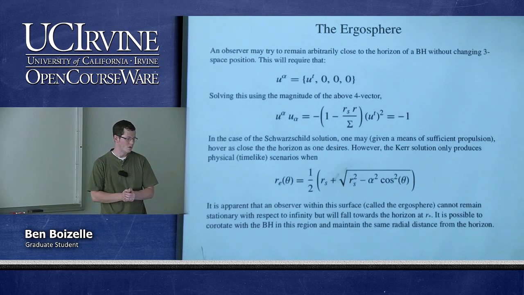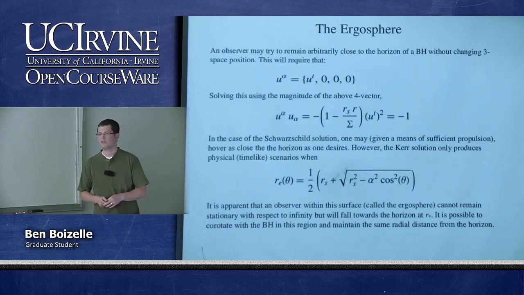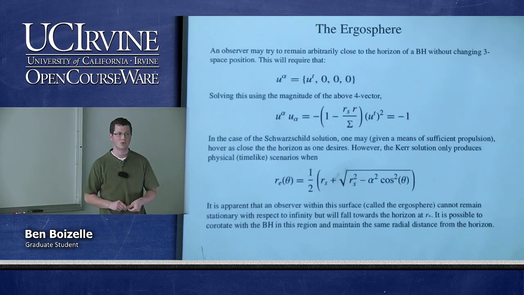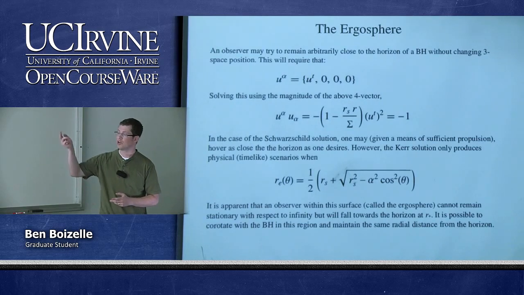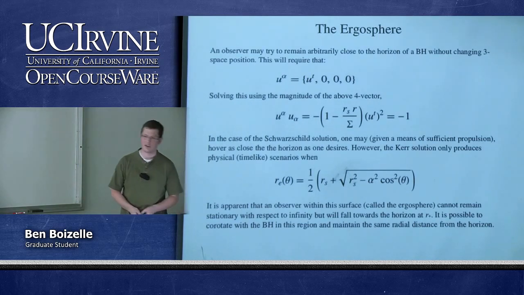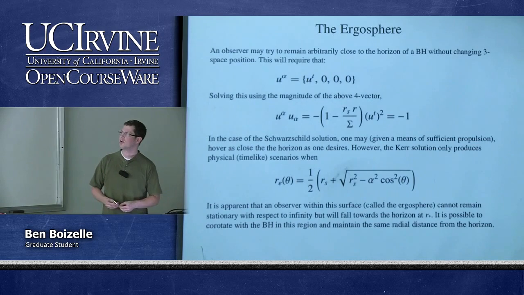So, lastly, I wanted to talk about the ergosphere. For the Schwarzschild solution, if you had enough propulsion, you're able to remain stationary at any point above the event horizon. However, that is not the case with a Kerr solution, particularly if you try to have a constant spatial component of your forward velocity. Then taking the magnitude of that, you're able to get a limit as to how close you can get. In other words, this term right here can't be 0.